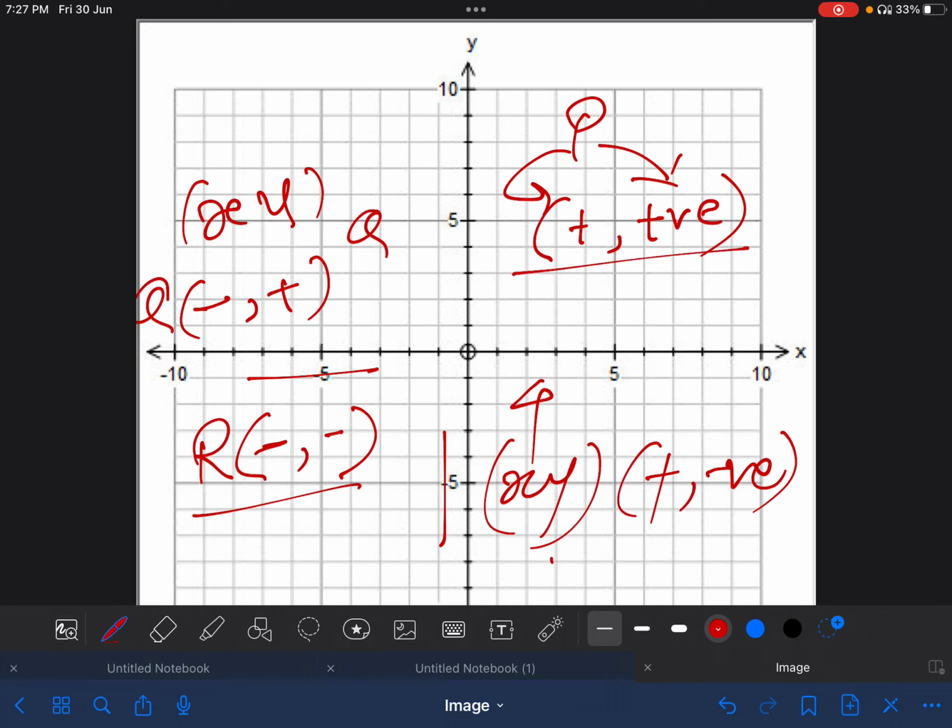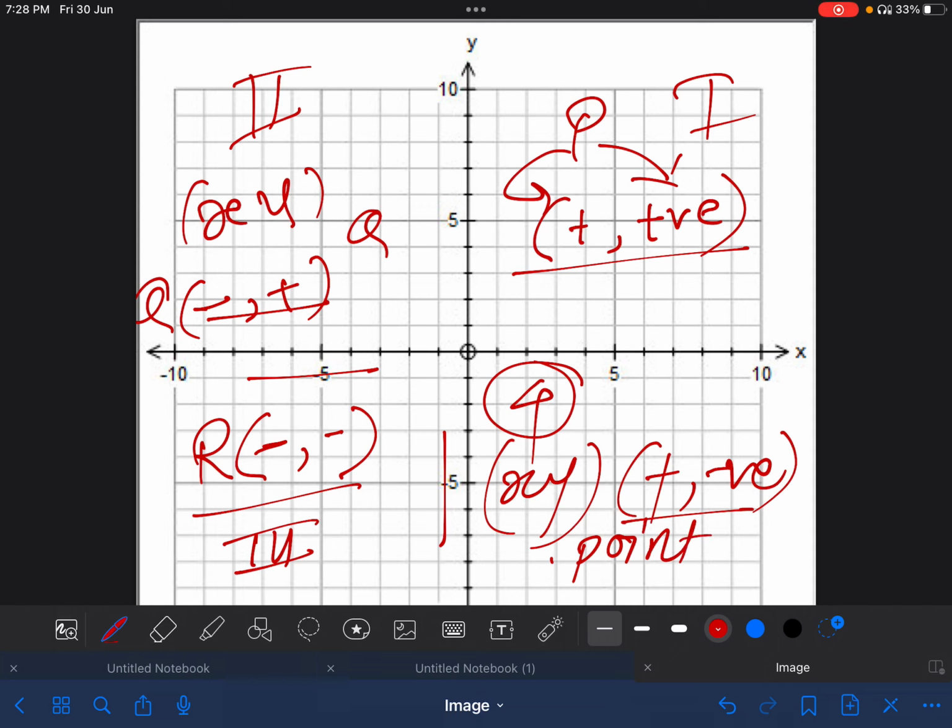So plus plus is in the first quadrant, minus plus means the point is in the second quadrant, minus minus means the point is in the third quadrant, and positive negative means the point belongs to the fourth quadrant. Likewise, we have to keep this in mind.